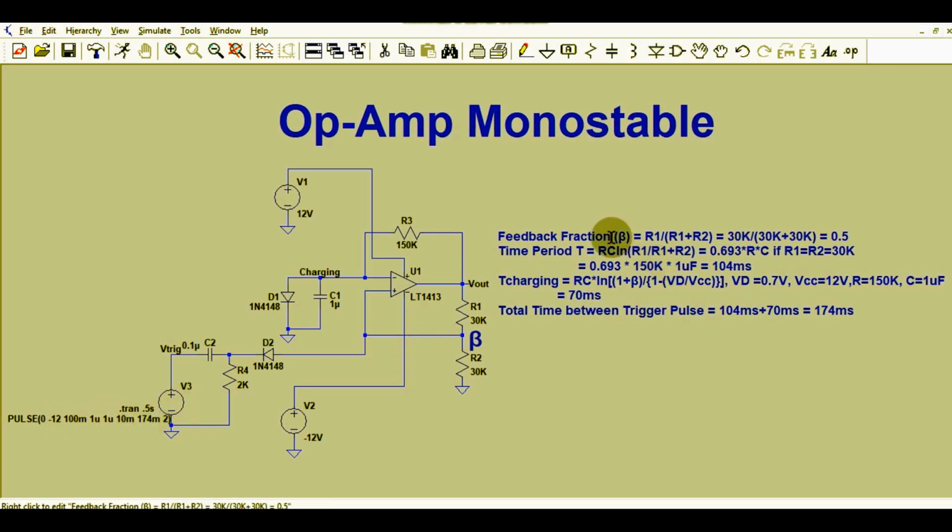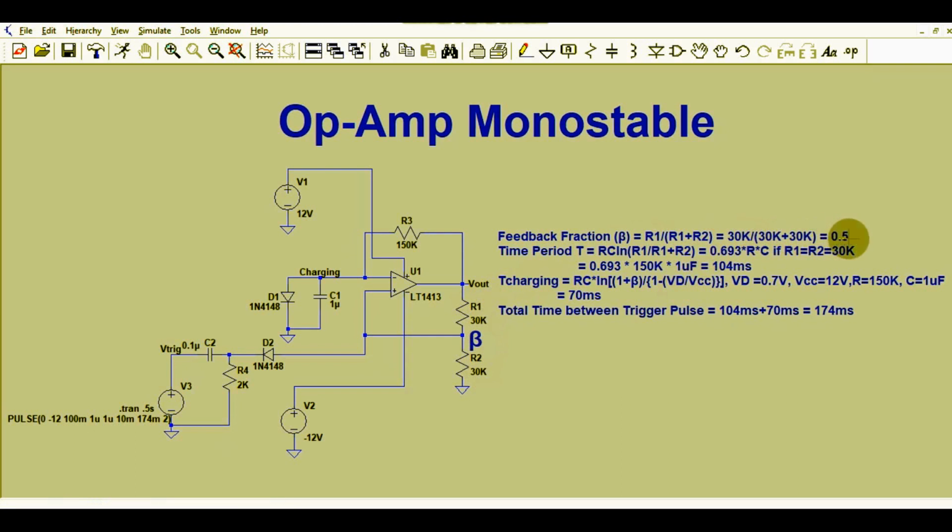So now if you want to calculate the feedback fraction beta, how do you calculate? You can find this formula anywhere in Google. Feedback fraction beta equals R1 divided by R1 plus R2, where R1 is 30K and R2 is 30K. If you solve 30K divided by 30K plus 30K, you will get 0.5, right?